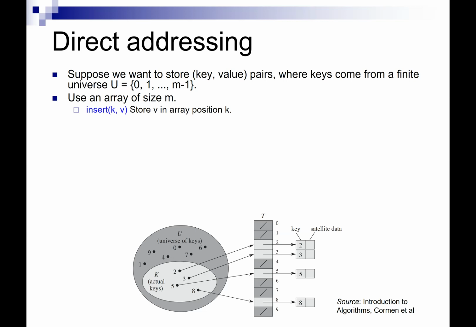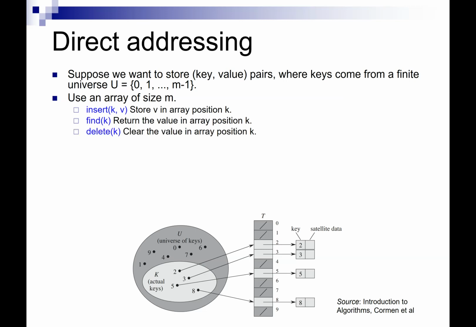So for example, let's say that all the numbers you're trying to store are between 0 and 99. So you have m equals 100, and all the numbers are between 0 and 99. Then you can just use an array of size 100. If you want to store a key, the key is just going to be a number between 0 and 99. And since you have a hash table of size 100, you can just put the key k into position k in your array.